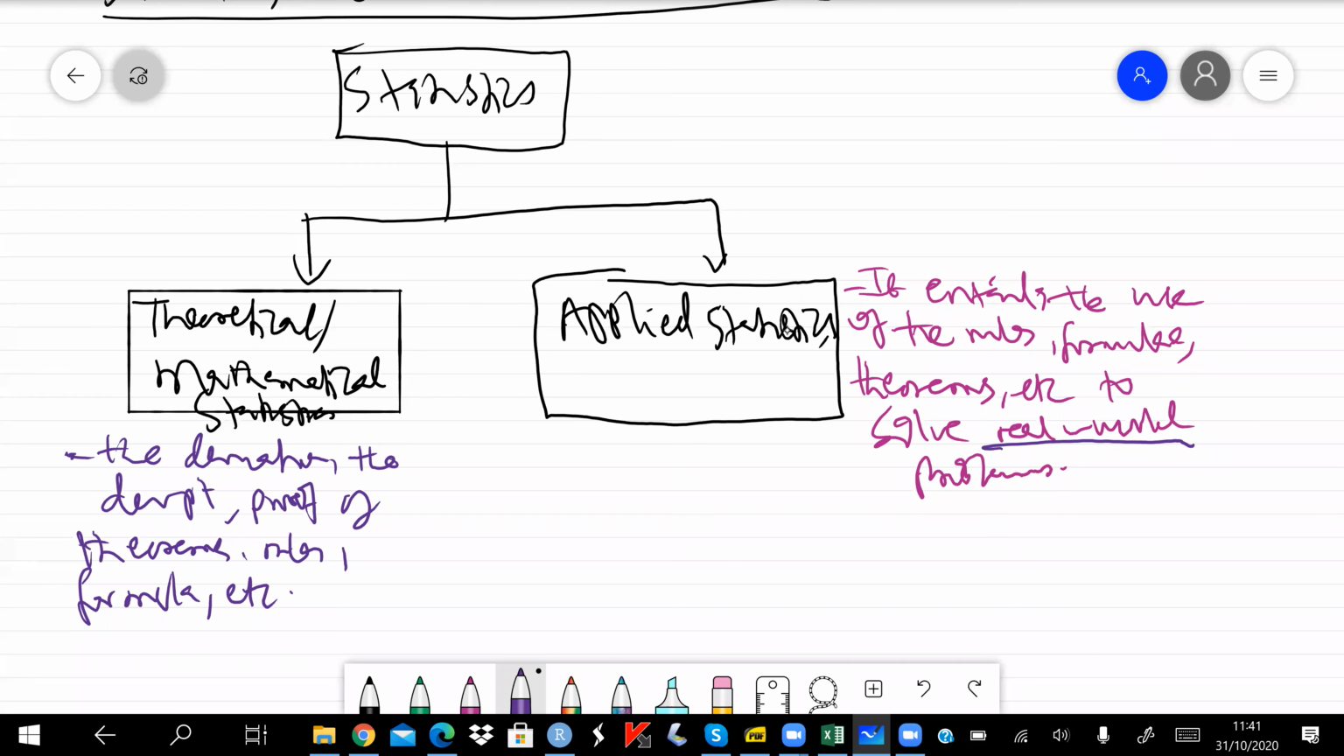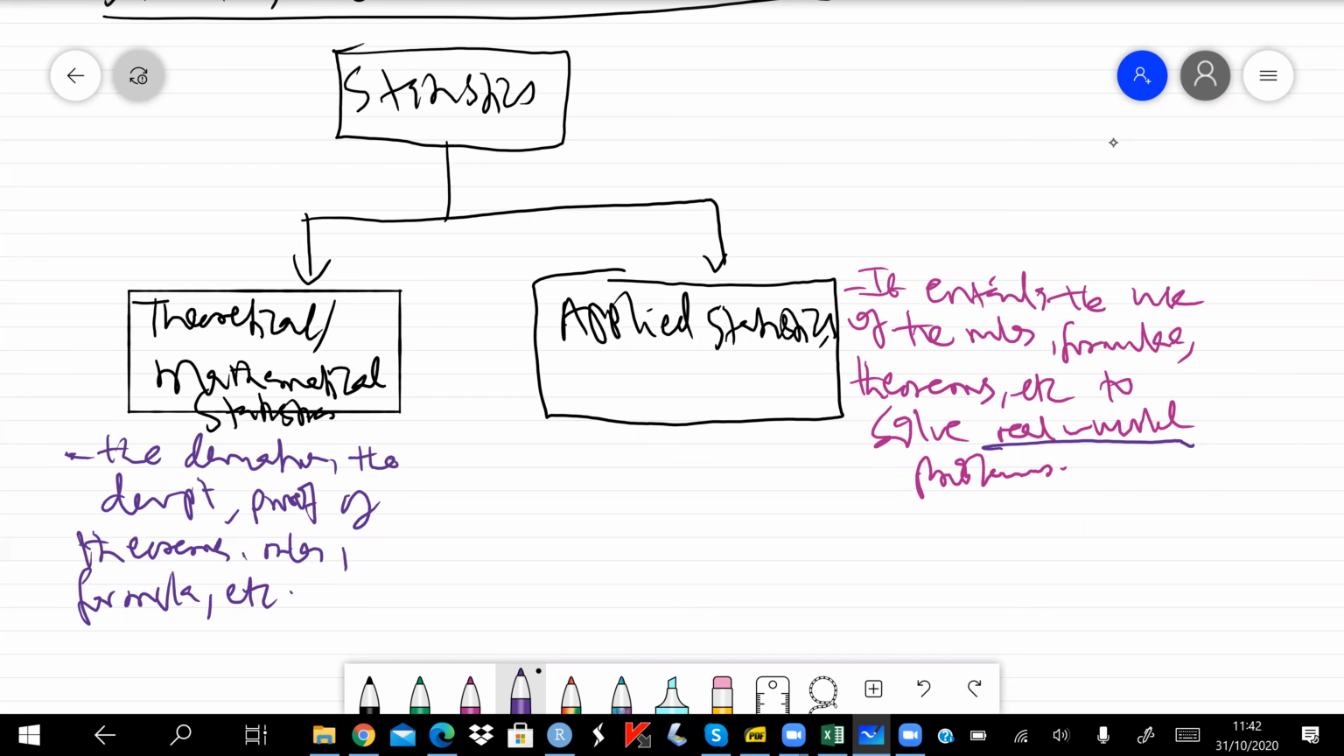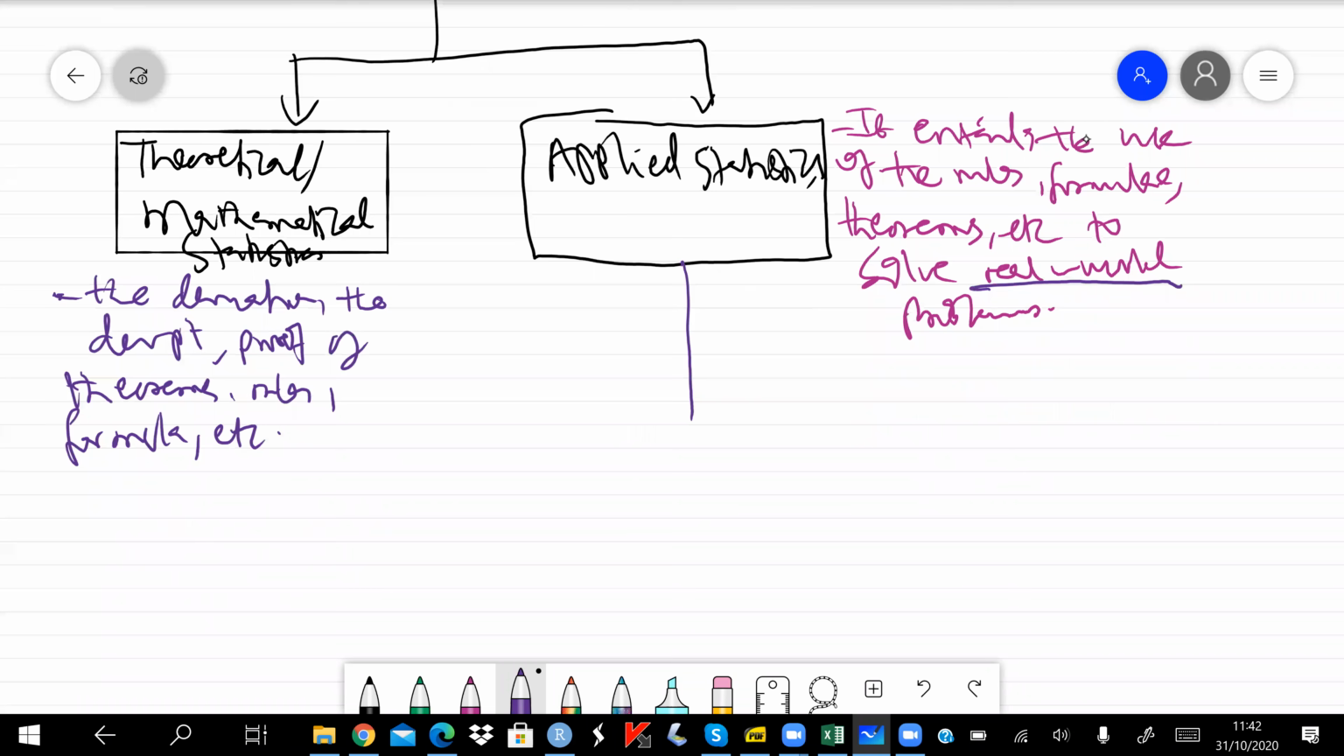There are problems in finance that need to be solved using statistical methods. Some of you are in human resource management. There are problems in human resource management that need to be solved using statistical methods, and many other areas like marketing, accounting, even entrepreneurship, and so on and so forth. Then applied statistics can be further classified into two.